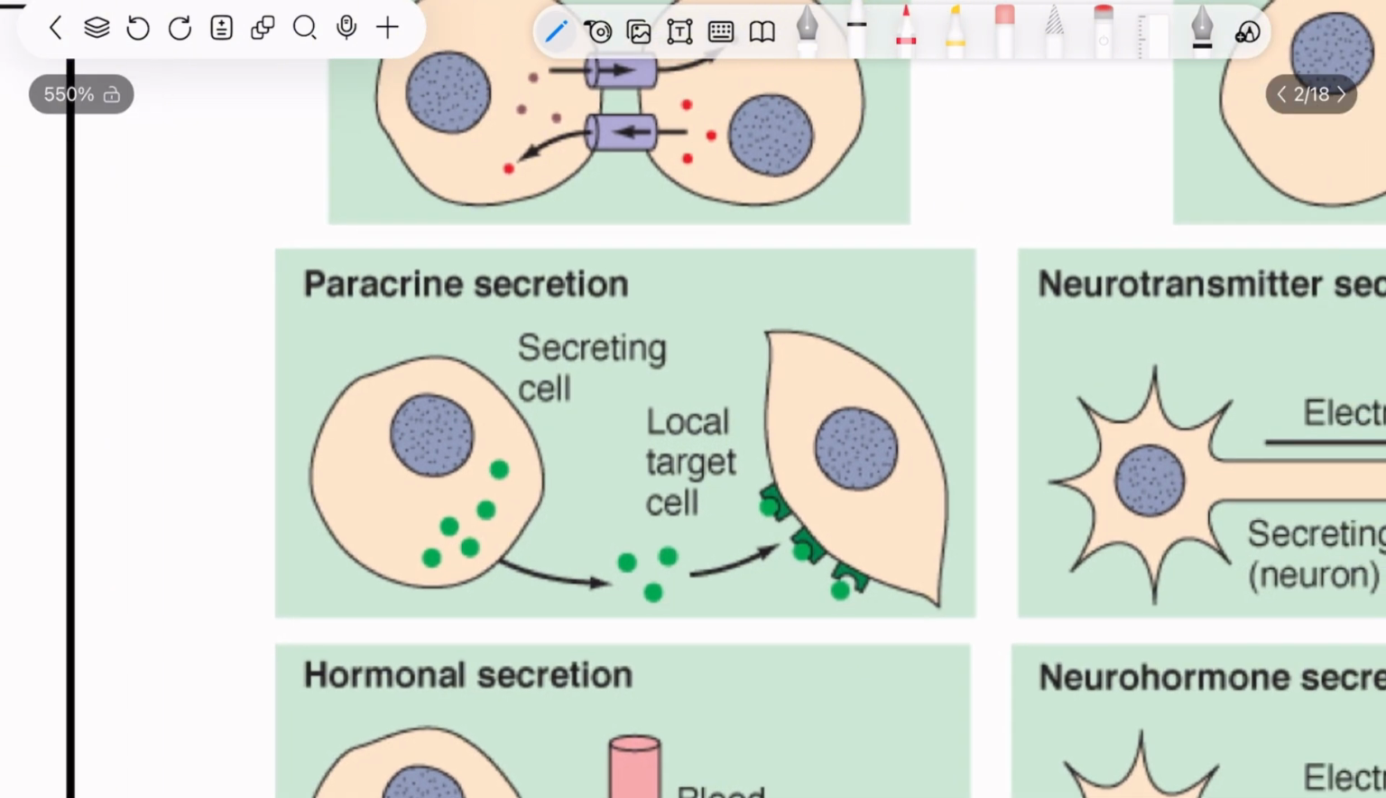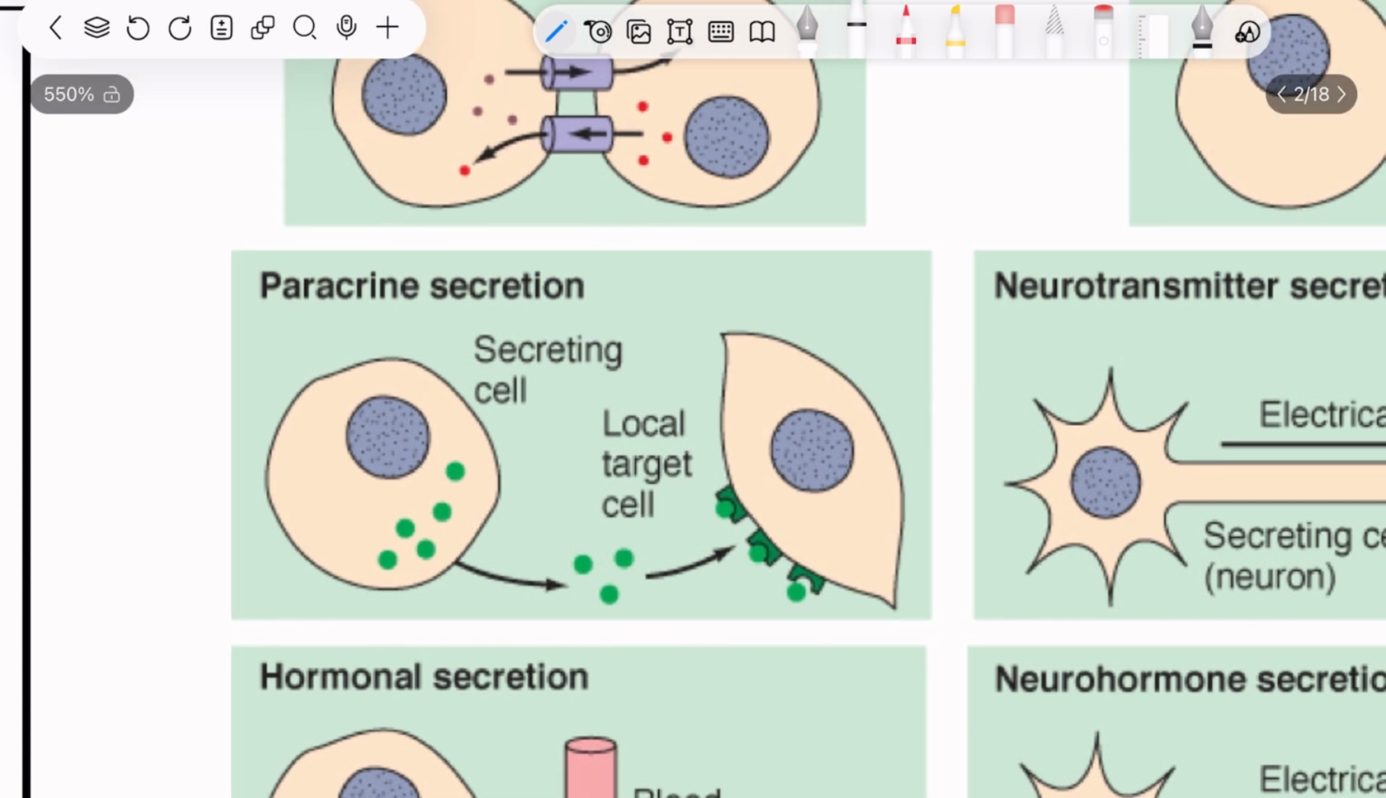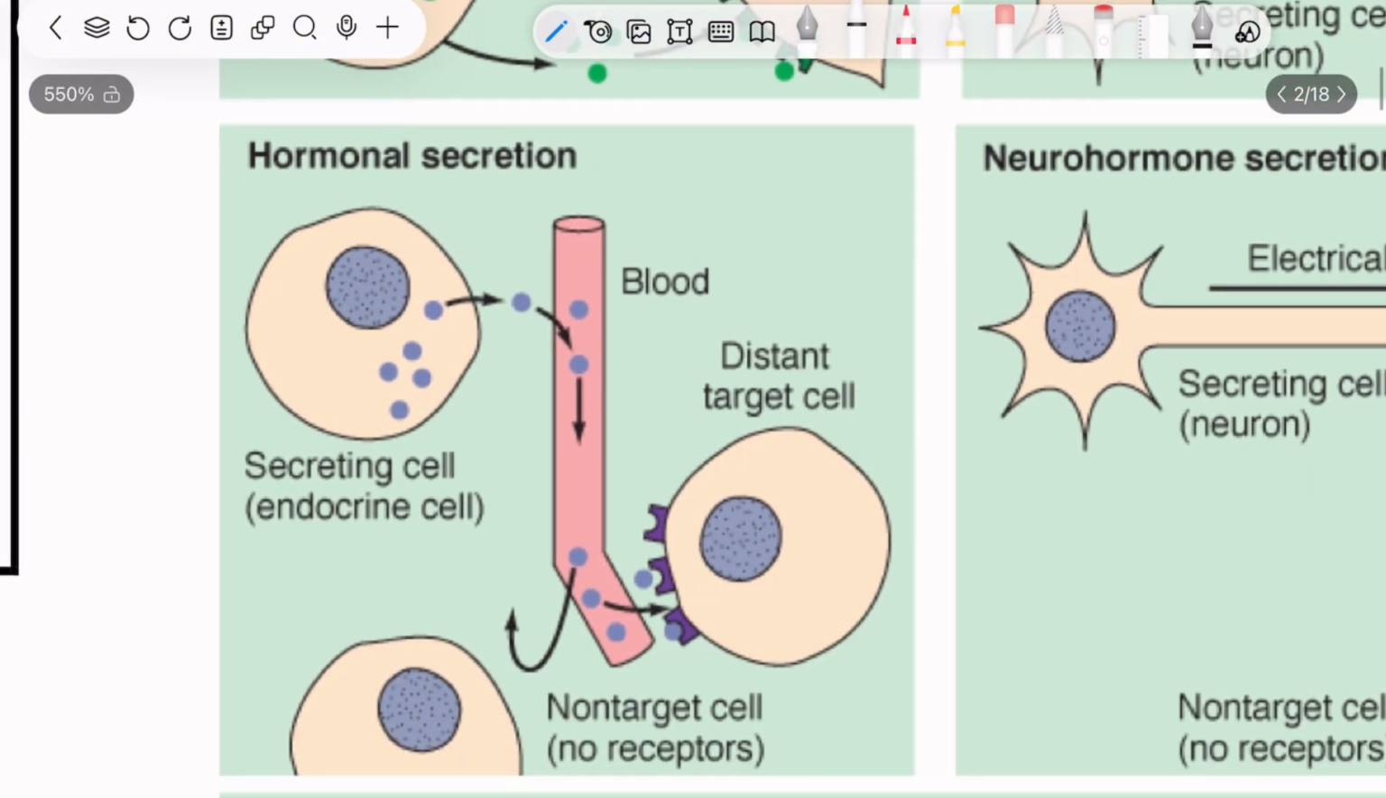Before I continue on, I want to make a comment in regards to the cells. So for a cell to communicate, they must have receptors right here. These are the receptors. Because if a cell does not have a receptor, then the signal would just get bounced out. It won't be caught by the signal.